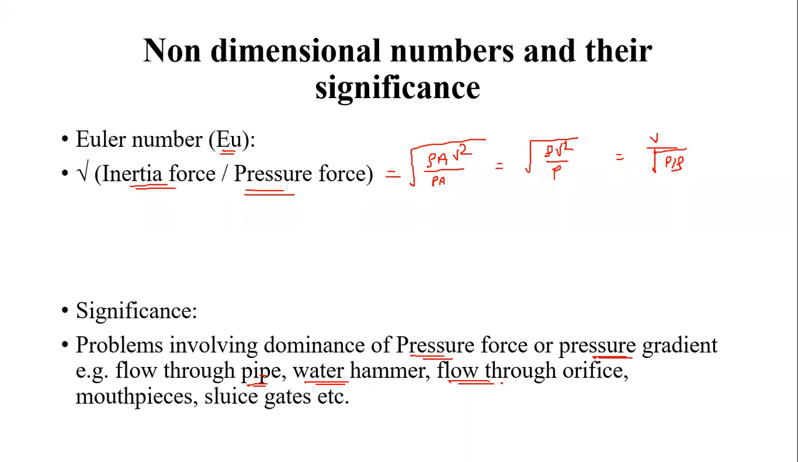Then flow through the orifice, flow through the mouthpieces, flow through under the sluice gates. In all those cases, the pressure force is involved, and under such conditions, we have to prefer the Euler number. The next non-dimensional number is the Mach number. So Mach number is the fourth one.